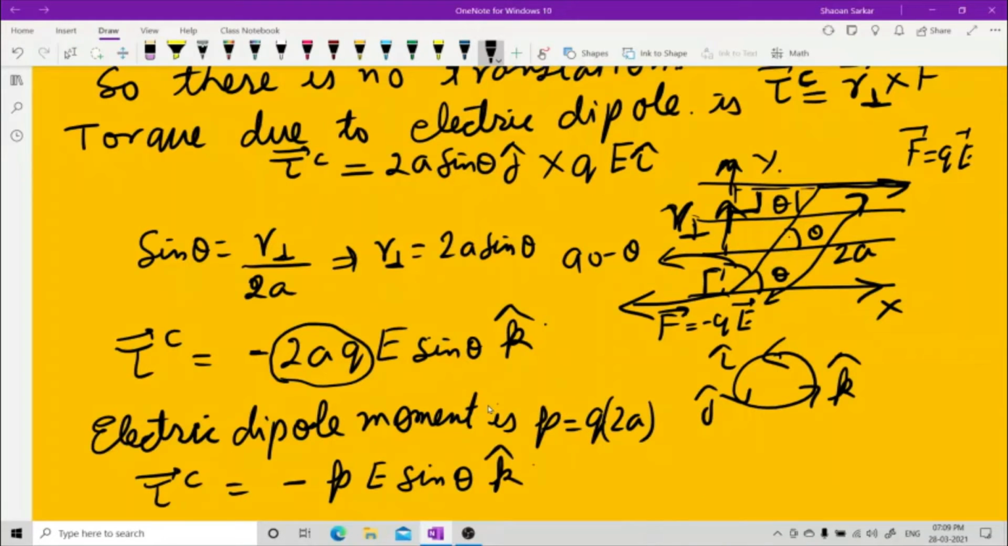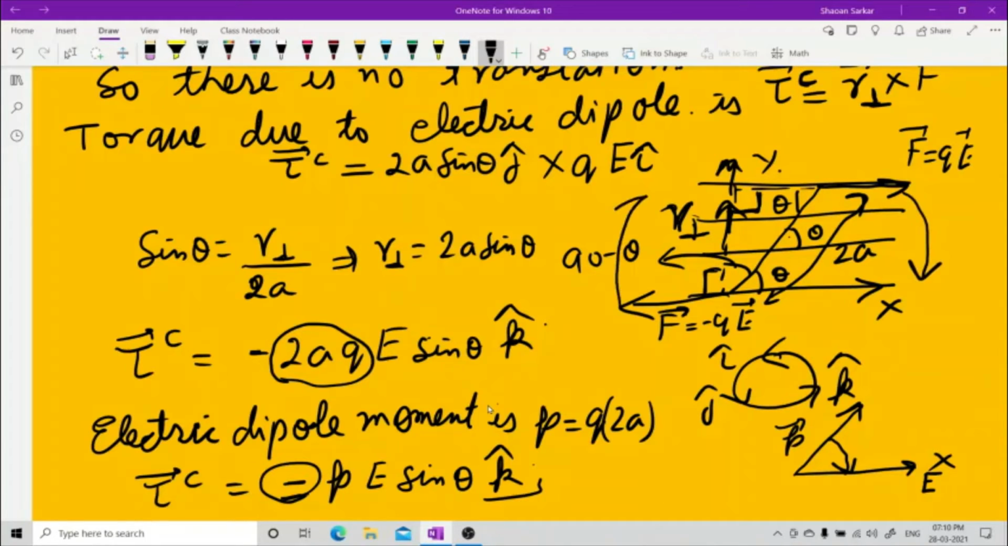Now try to understand why this minus, and why this is the K vector. Now see, the electric field is lying in this direction, in the x-axis. The dipole is in this direction, P vector is in this direction. Now the dipole is rotating in this sense. It is going to go in this manner, so it's going to take a rotation in this manner.